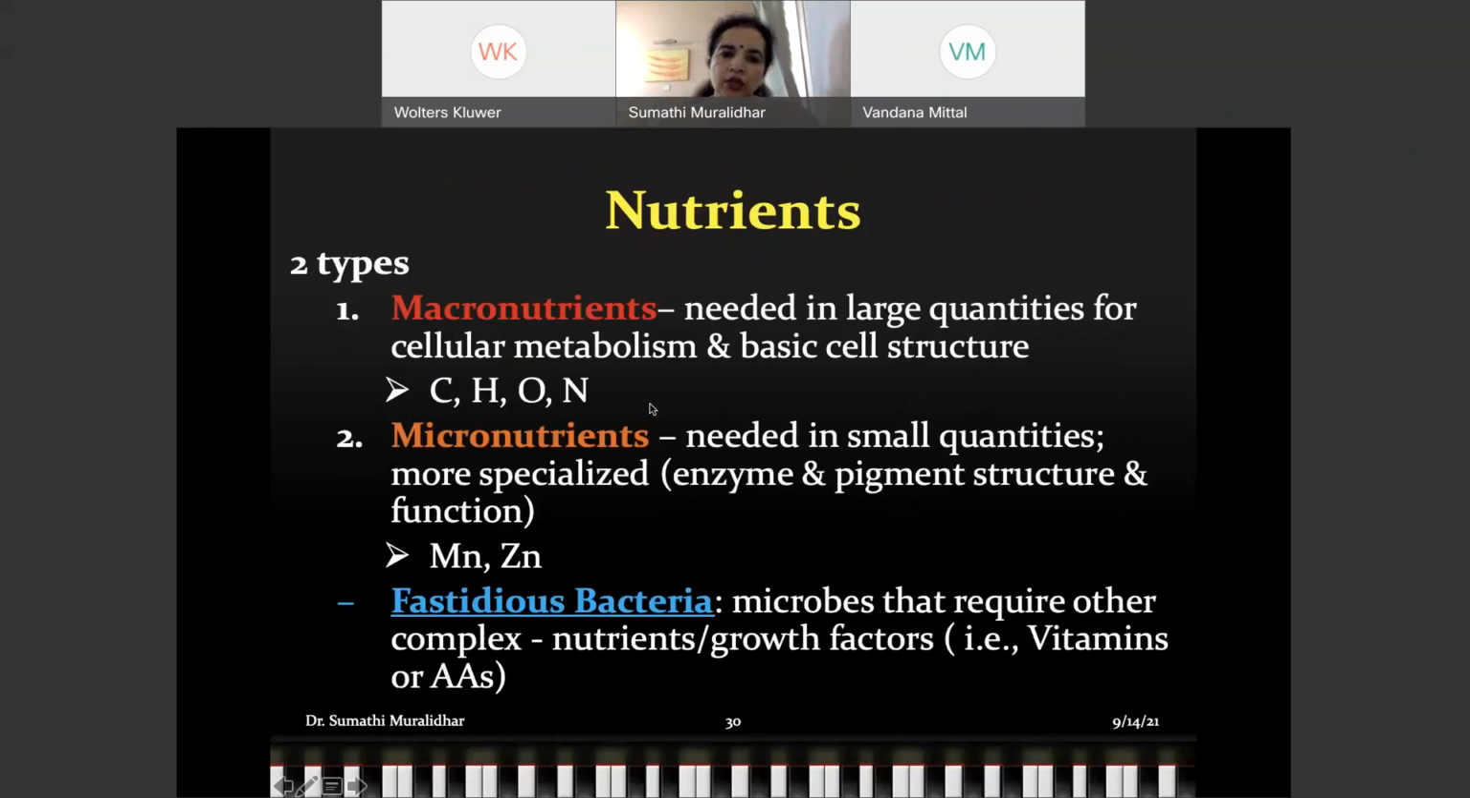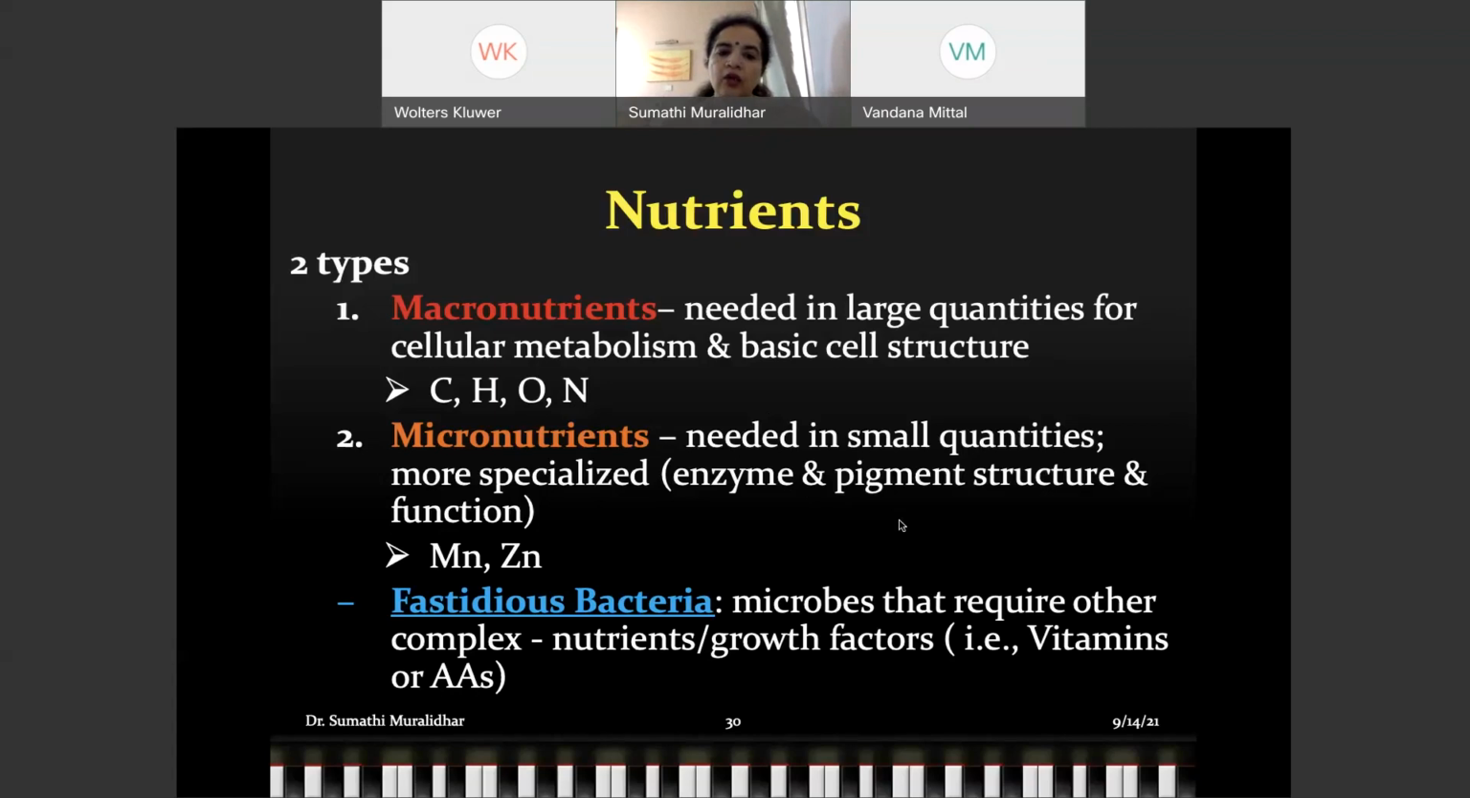And what are the nutrients? There are macronutrients and micronutrients. Macronutrients are those which are required in large quantities, say the carbohydrates, the carbon, hydrogen, oxygen, nitrogen. These are required in larger quantities because most of the organic substances have these ingredients. Whereas the micronutrients are the ones needed in smaller quantities, like manganese and zinc. All this is required in smaller amounts, especially for the enzymes, for pigment production, etc.